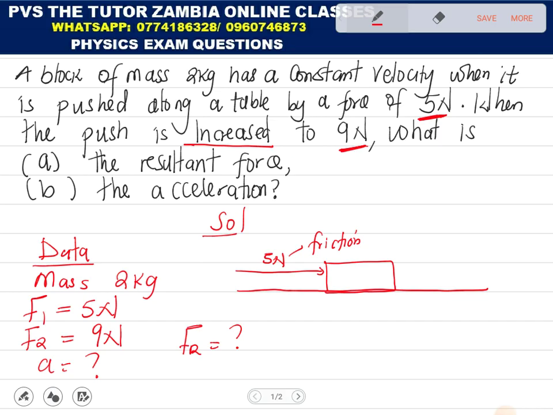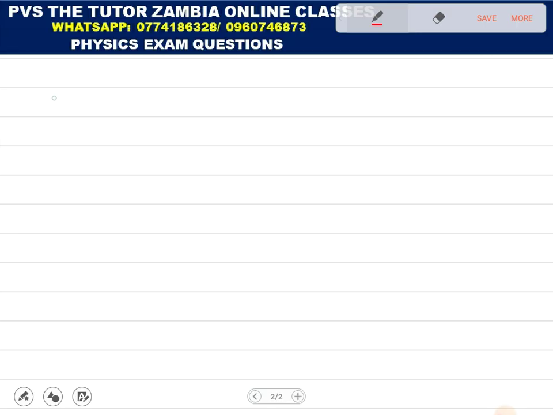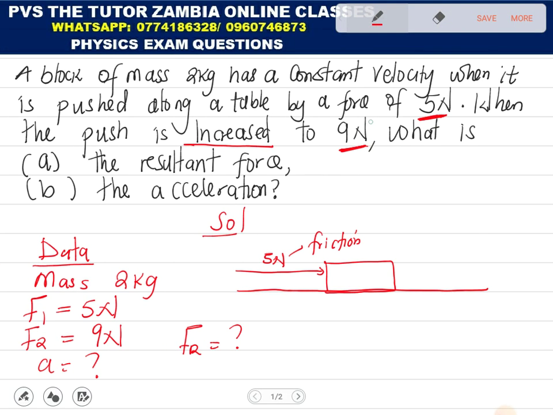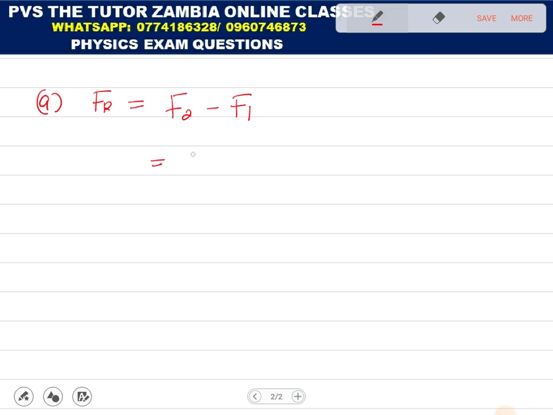So now, in this case, come here. To find our resultant force, we are going to say the difference between force number 2 and force 1. Since it's an increase, we are going to start with force 2. Like I said, it's an increase, so this one is positive. That will be 9 minus 5. This will give us 4 newtons as the resultant force. So that is the answer there.